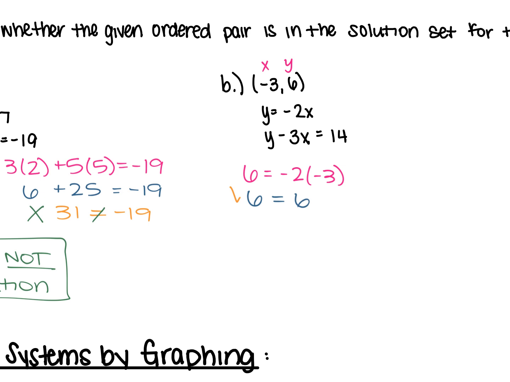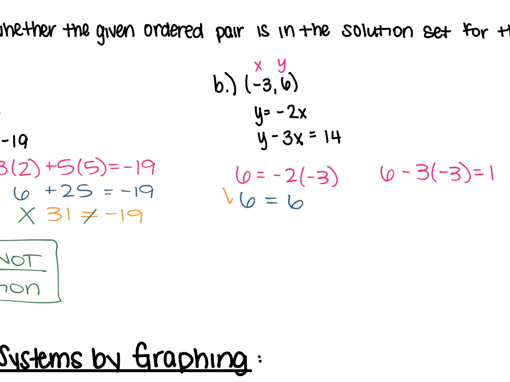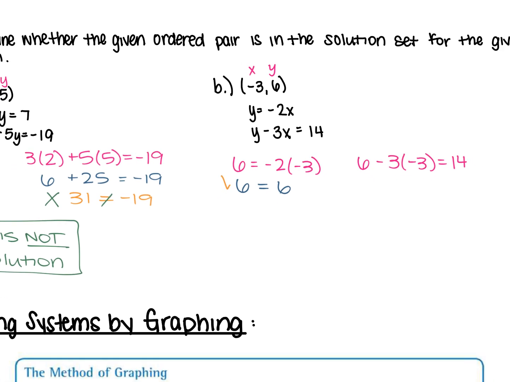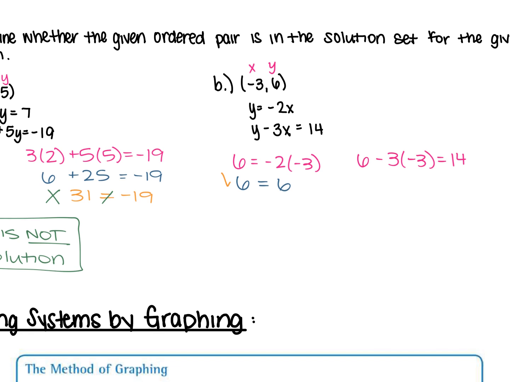For the next one, we have y minus 3x is equal to 14. So if we plug the 6 in for y, the negative 3 in for x, that gives us 6 minus 3 times negative 3 is equal to 14. From here, the negative 3 times negative 3 gives us a positive 9. So that's 6 plus 9 is equal to 14. The 6 plus 9 is 15. This 15 is not equal to the 14. So since this one gives you a false statement, once again, that negative 3, 6 is not a solution.